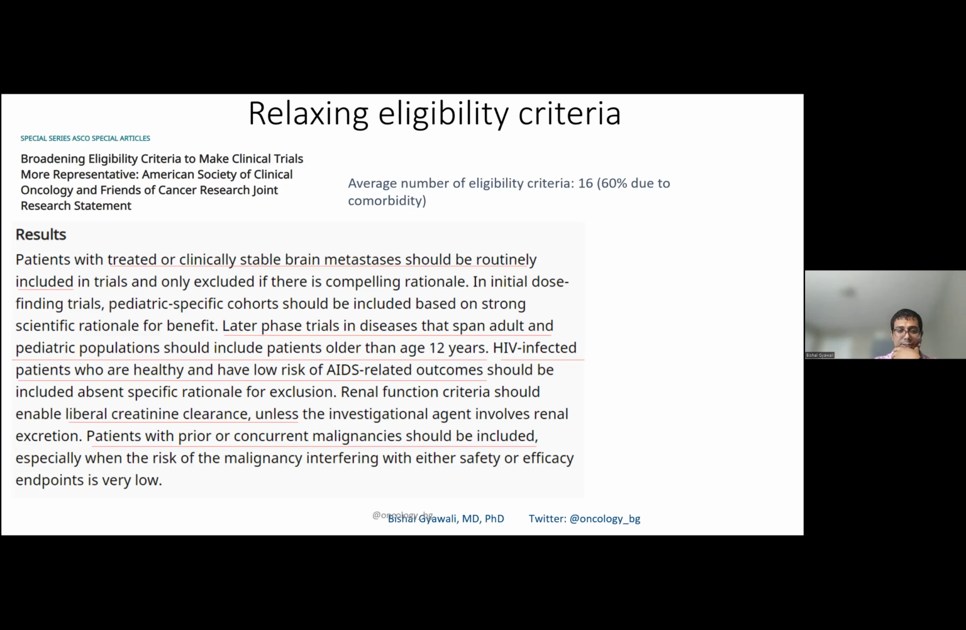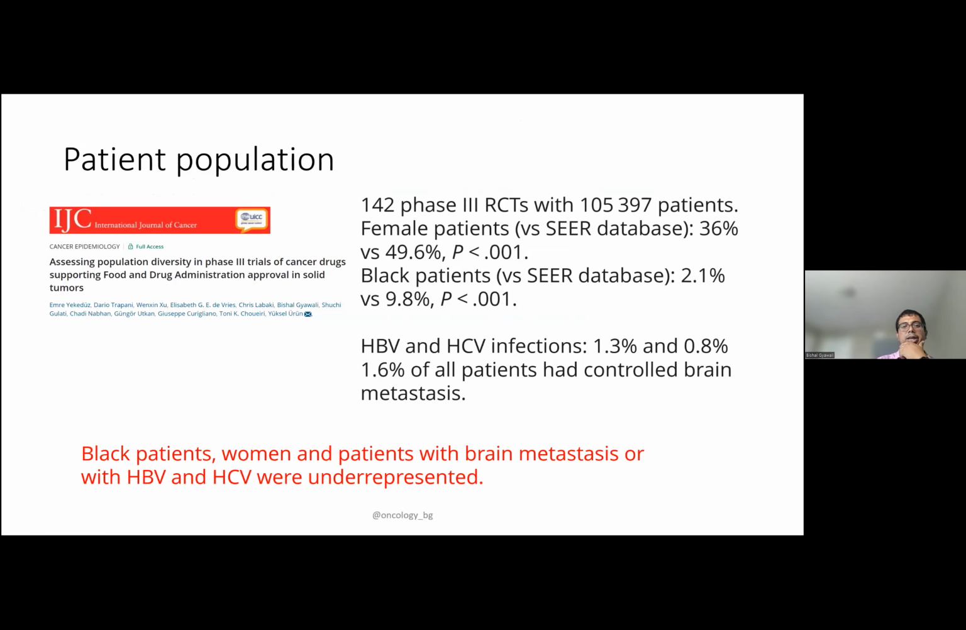What are the inclusion criteria? What are the exclusion criteria? And are patients like me being represented? I was a part of this research that looked at patients who are involved in clinical trials in the US, and we compared that with what we see in the SEER database for patients with cancer.